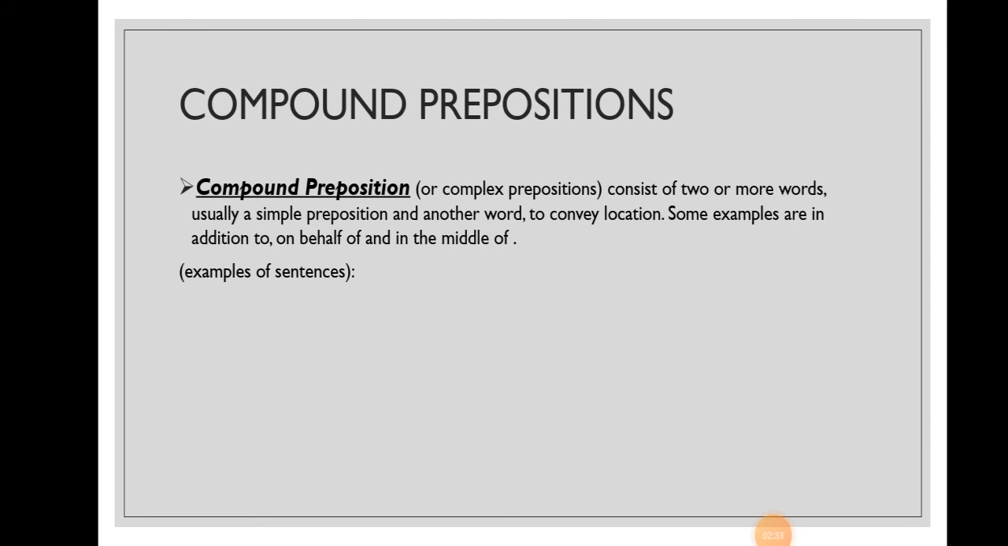So next we have compound preposition. Compound preposition or complex preposition consists of two or more words, usually a simple preposition and another word to convey location. Some examples are in addition to, on behalf of, and in the middle of. So let's take some examples.